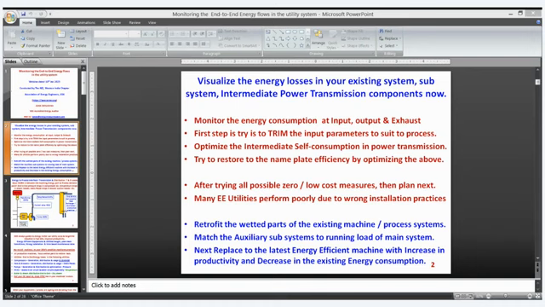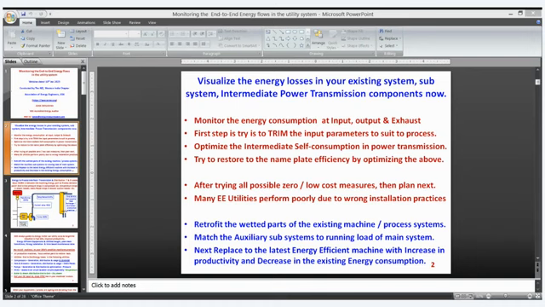Then we have to see how to optimize the self-consumption of the intermediate stages in the power transmission. I will go through each and every step in the coming slides. It is about revisiting the nameplate efficiency: what is the nameplate efficiency and how to restore it? We are trying to reduce the energy consumption and restore the productivity of each and every production machine as well as the utility machines. So these are all the zero and low cost measures that are available and can be planned now.